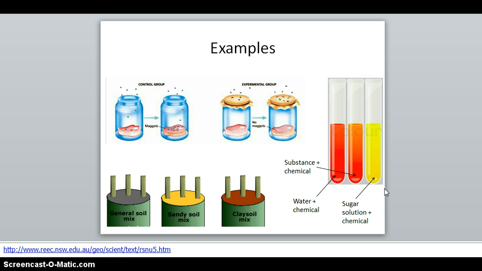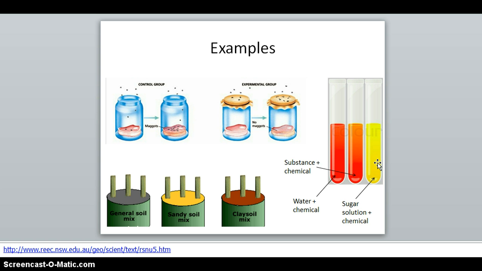So in this case, we set up two controls. The negative control contains water and Benedict's solution, so we know there's no sugar in the water, so this will give us a negative reaction. This is our negative control. The second control we set up is a positive control. We added a sugary solution and the chemical because we know that there will be a reaction. So this is our positive control.